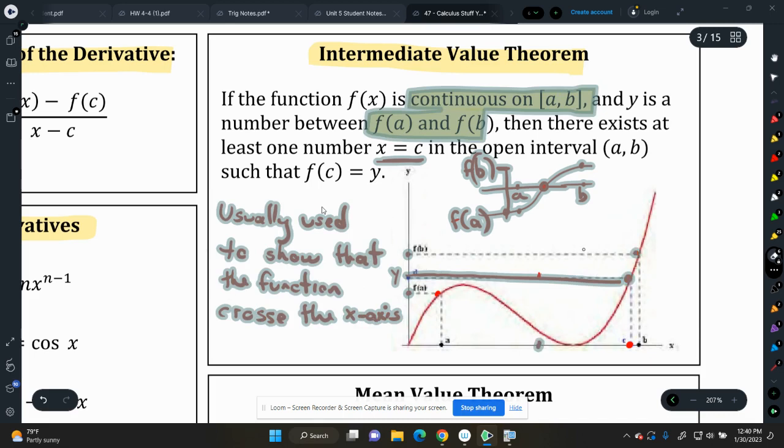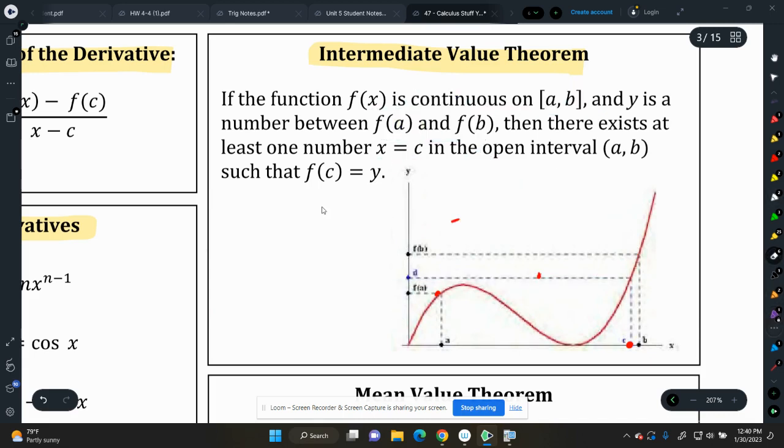Okay, the intermediate value theorem, I don't like the graph that they have drawn there, but the intermediate value theorem is saying, let's just go something like this, and we'll call this a, and this is b. So that makes this point right here f of a, and this point right here f of b.